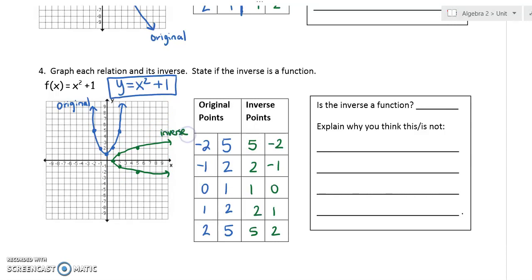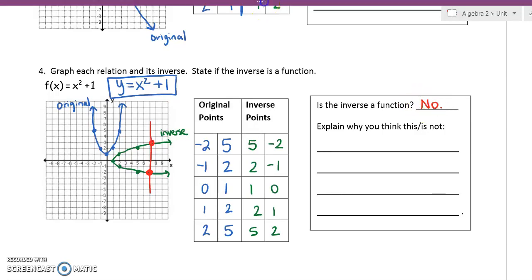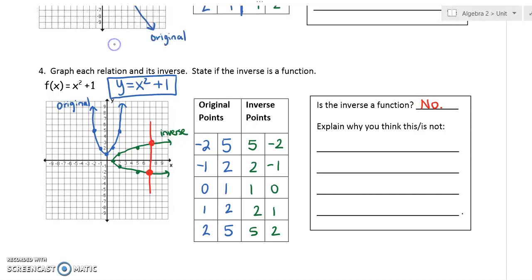And the question is, once again, is the inverse a function? I'm going to run the vertical line test on just the inverse. And it failed because that one vertical line touched 2 points on that inverse function. So it is not a function. Explain why. My reasoning would be very clear, and the reason is the inverse did not pass the vertical line test.